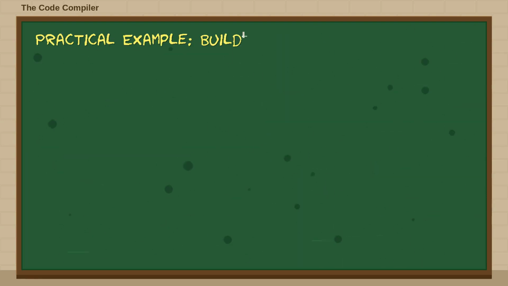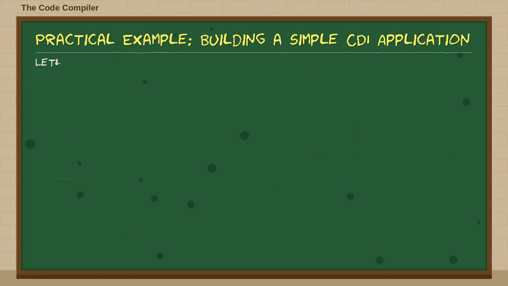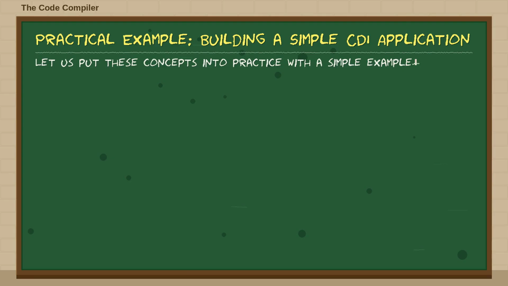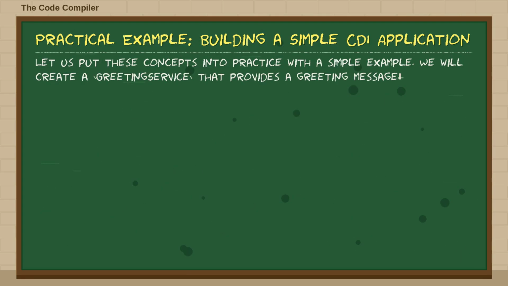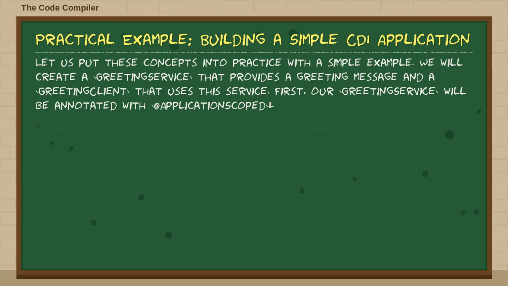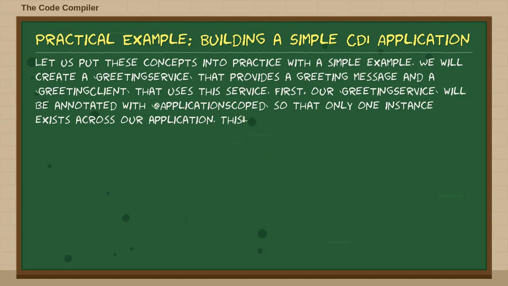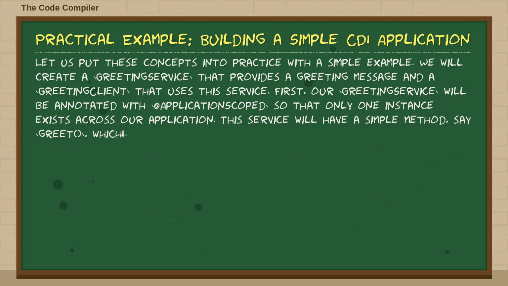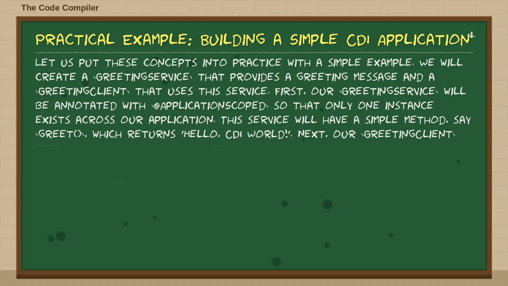These annotations are powerful for managing resources efficiently. Let us put these concepts into practice with a simple example. We will create a greeting service that provides a greeting message and a greeting client that uses this service. First, our GreetingService will be annotated with @ApplicationScoped so that only one instance exists across our application. This service will have a simple method, say greet, which returns "Hello, CDI world."